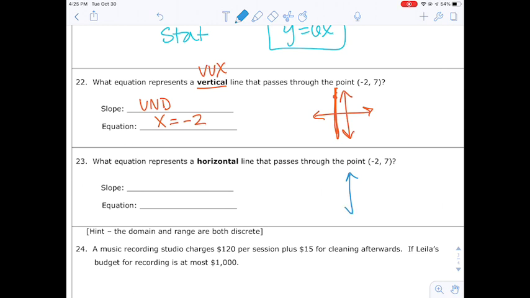Problem 23, same point. This time it's a horizontal line. Horizontal is a HOI. The O in HOI tells us the slope is 0. The Y in HOI tells us our equation, which is y equals y from your y point.